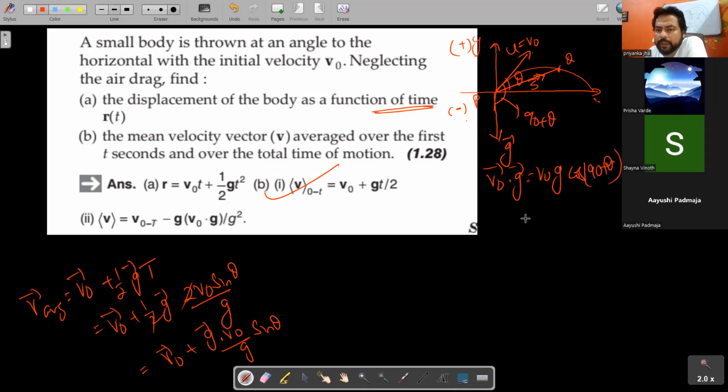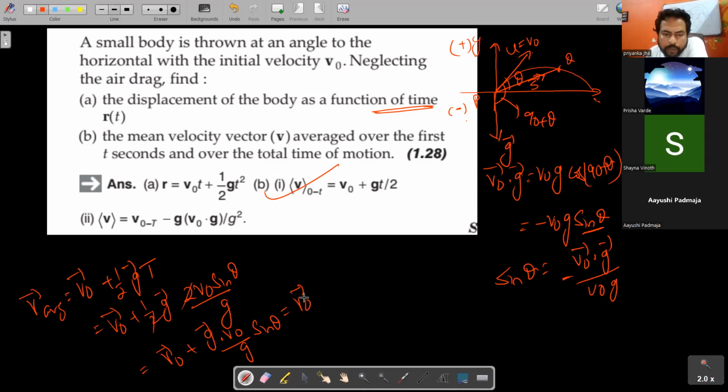90 plus theta. So this would be minus V naught G sine theta. We'll replace this sine theta by minus V naught dot G upon V naught into G. Replace here: V naught plus G upon G. This is not dot, this is a scalar quantity only. V naught and sine theta would be minus V naught dot G, this is the vector dot product, upon V naught into G. See, so why did you multiply V naught into G?